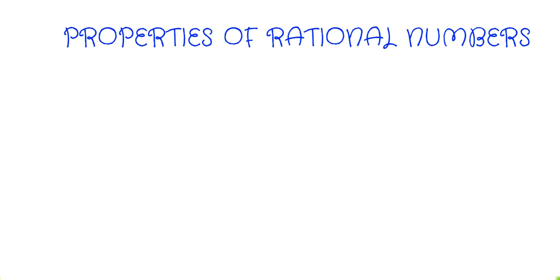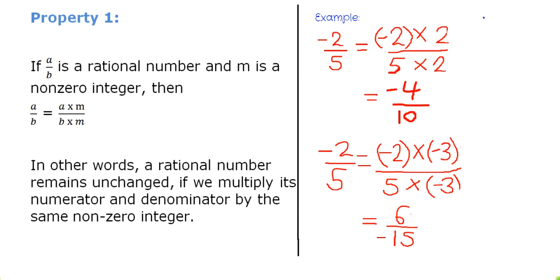Just like the way in our previous classes, we have studied the properties of whole numbers, integers, fractions, etc. Similarly, today we will learn about various properties of rational numbers. Let us just start. The first property of rational numbers says if a upon b is a rational number and m is a non-zero integer, then I can multiply m by the numerator of my rational number, which is a. Similarly, I can multiply m by the denominator, which is b.